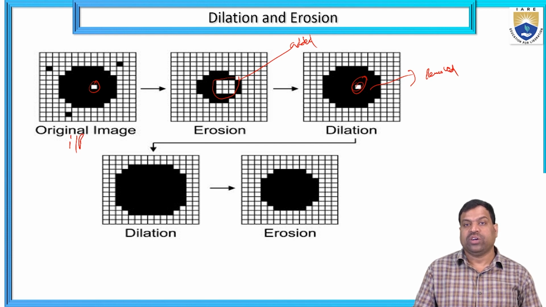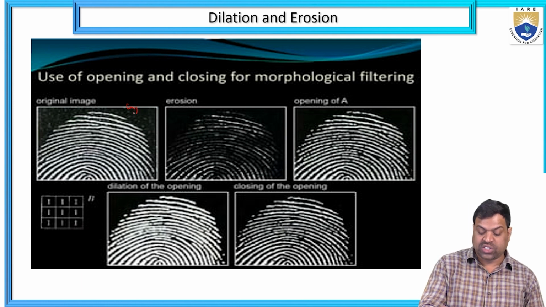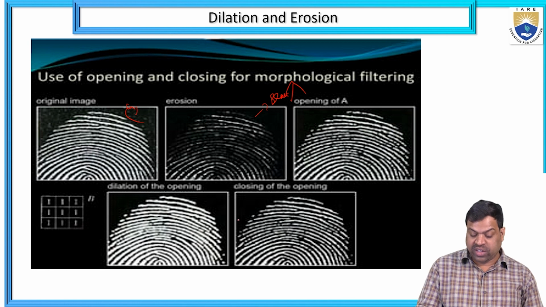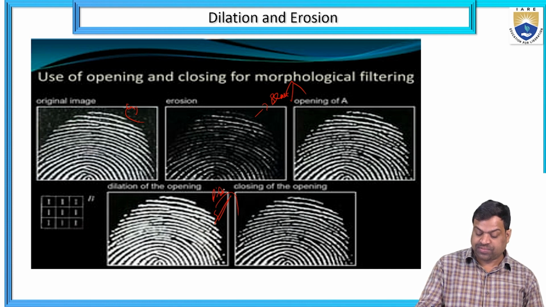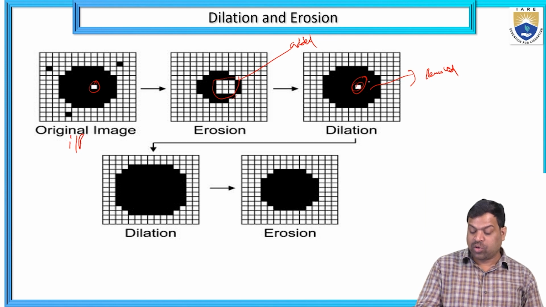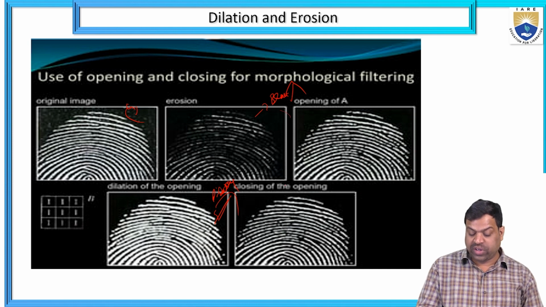These are good examples of the original image in comparison with erosion and dilation. It is another example of the use of opening and closing for morphological filtering. So here it is the original image and it is the erosion. Erosion means the black is very high. Black is increasing in the opening of A, and here the closing of the opening, and here the whitish is very high. That means dilation.